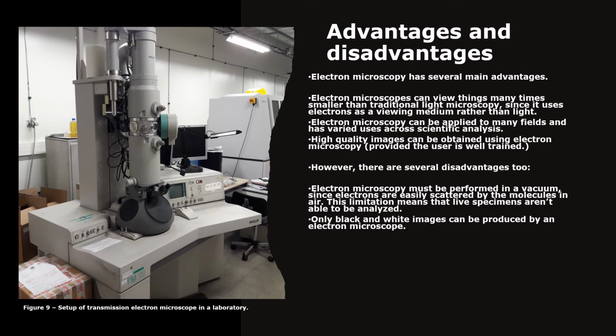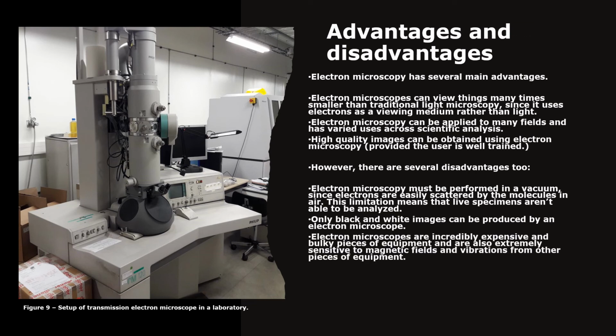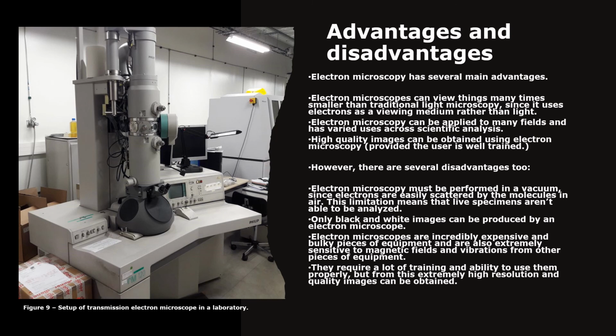Whilst electron microscopy is fantastic for the areas of analysis it's used in, it's also extremely expensive to purchase and takes up an extremely large amount of space in the laboratory, which needs to be considered when acquiring one. Moreover, the apparatus itself is very sensitive to magnetic fields and vibrations from other pieces of equipment, so strategic placement of the electron microscope is necessary. The picture to the left shows an electron microscope in place in the lab, illustrating how big the apparatus is in reality. Finally, whoever uses the electron microscope has to be well trained to produce the high resolution and high quality images that can be obtained from it.